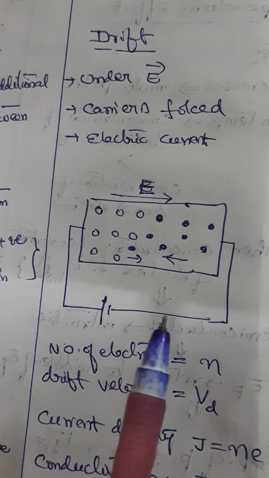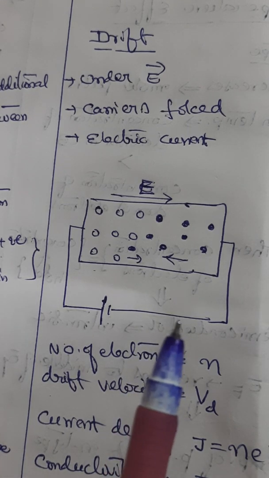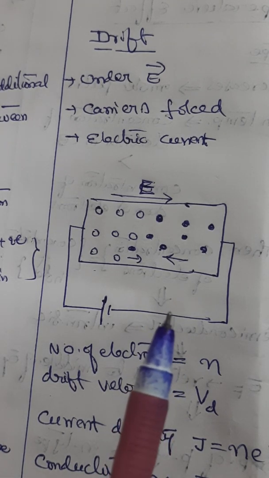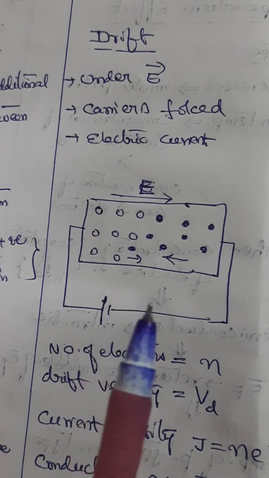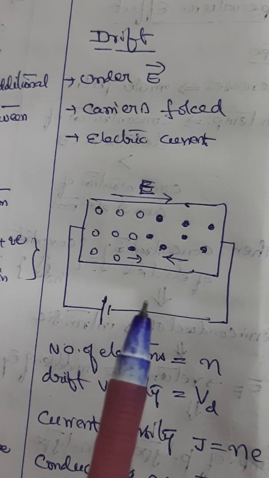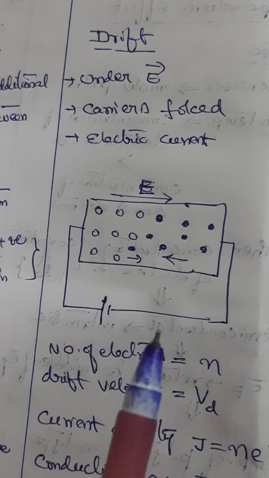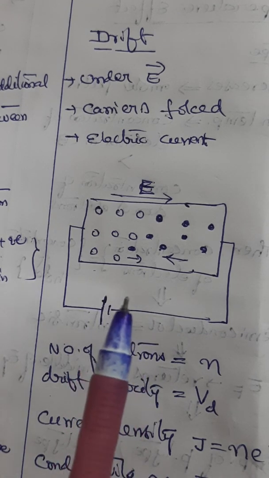Again I am repeating. Under the influence of an external electric field, the charge carriers are forced to move in a particular direction, constituting electric current. This phenomenon is what is known as drift.